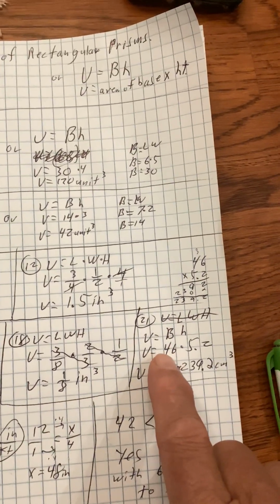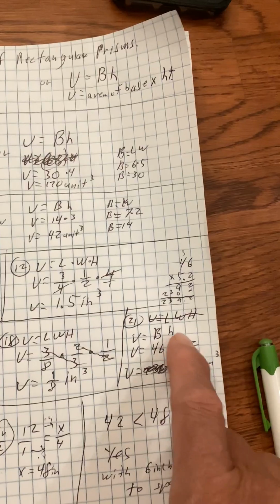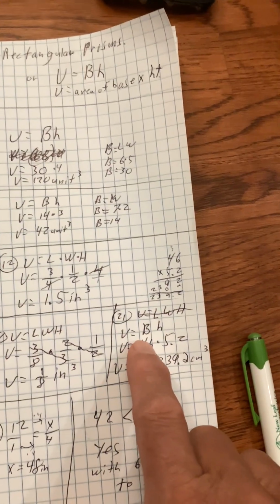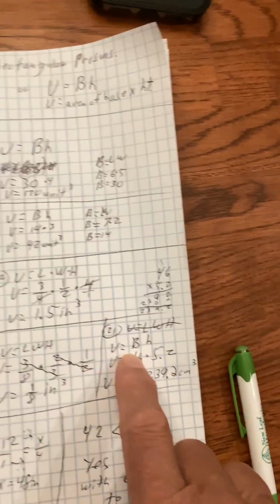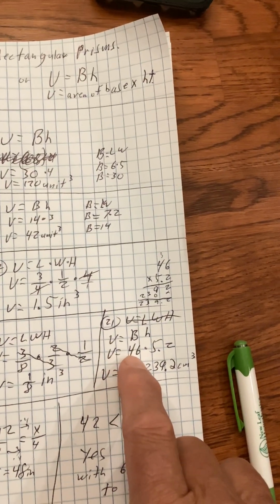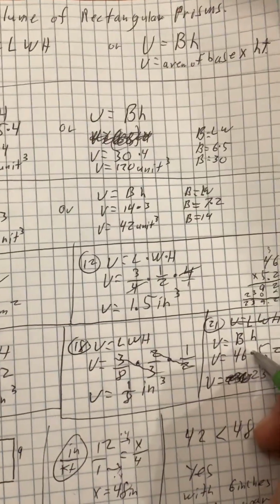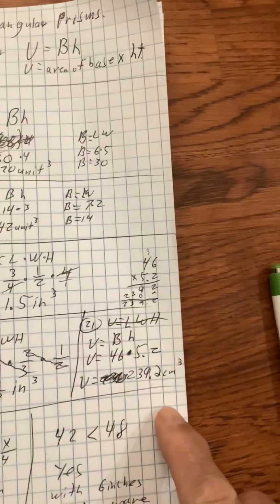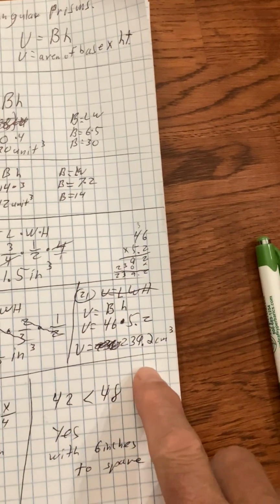And then number 21, I started off with that and I said, no, because it's 21, they gave you the area of the base, so I've got to use this formula. So it's 46 times 5.2. I better make that times bigger. And I went up here and multiplied, and there it is.